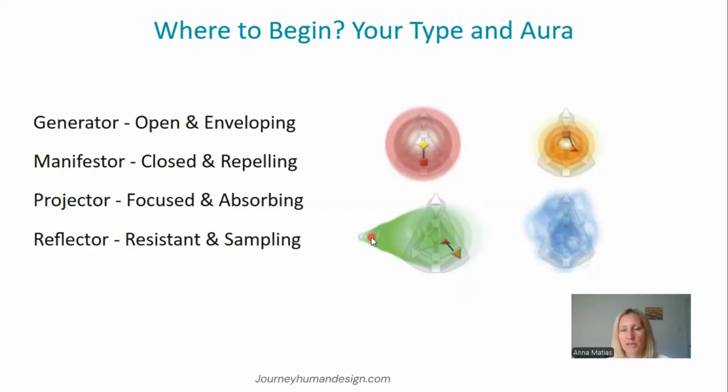Projectors have a focused and absorbing aura. They are focused on the other. Who is the other? That is the question. Manifestors have a very different type of aura, which is closed and repellent, doesn't let anybody in. And reflectors have a resistant and sampling aura. They are deeply connected to the environment around them.